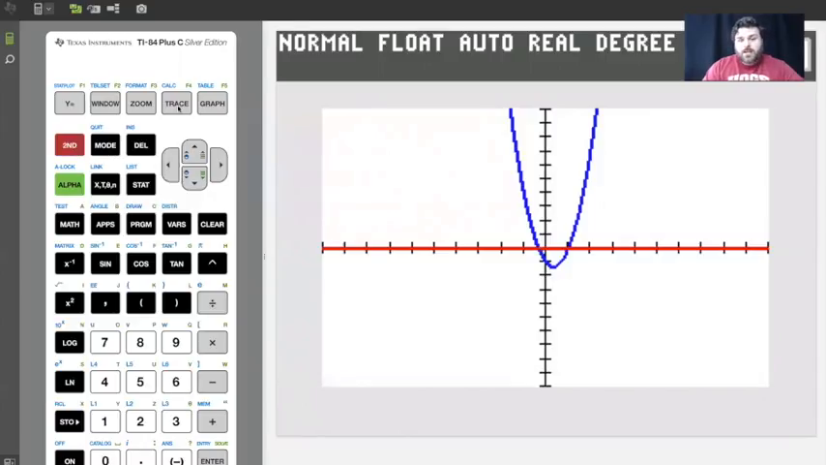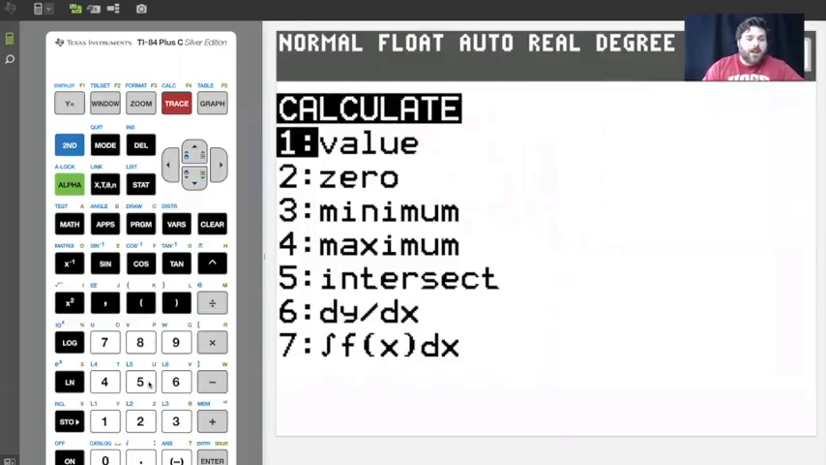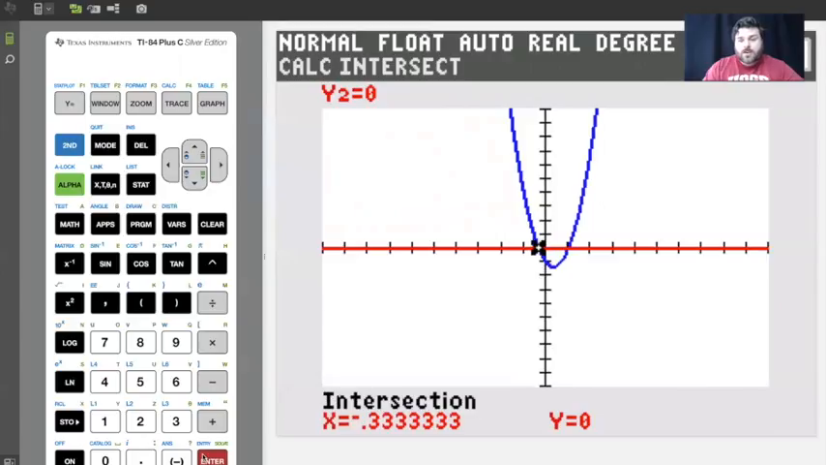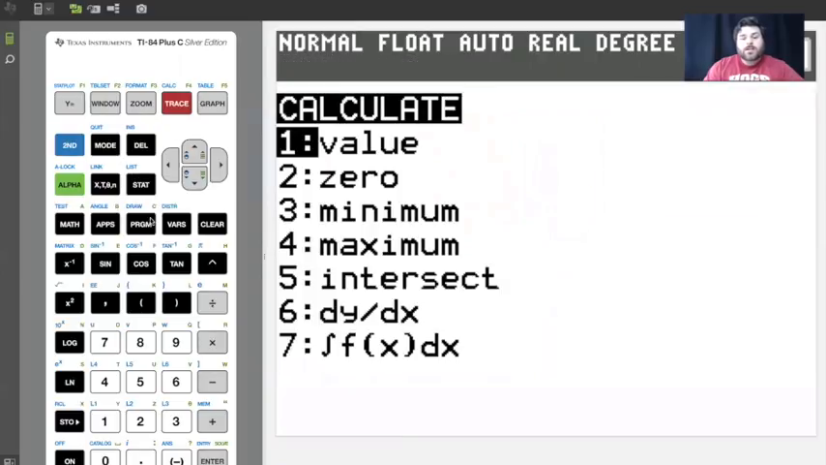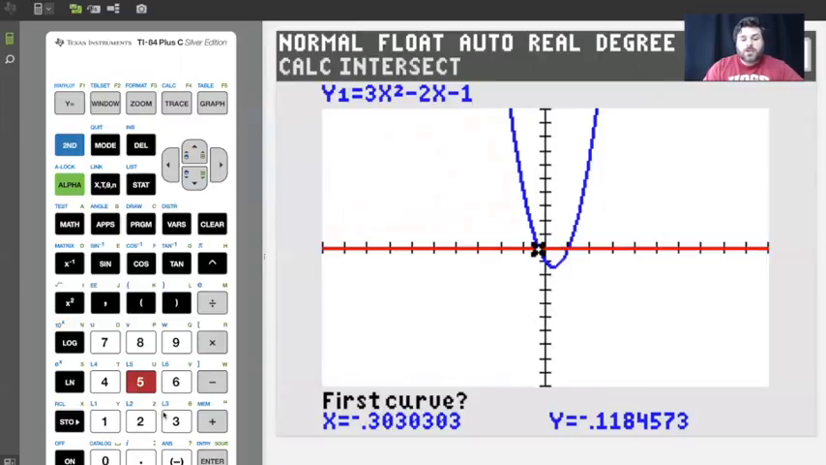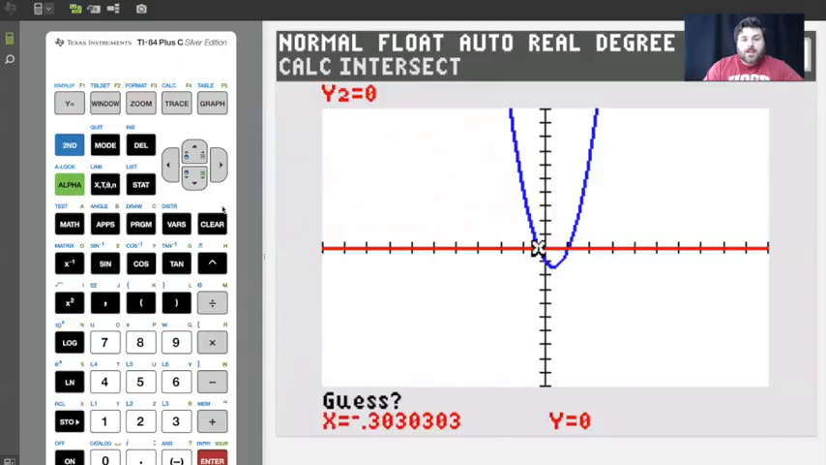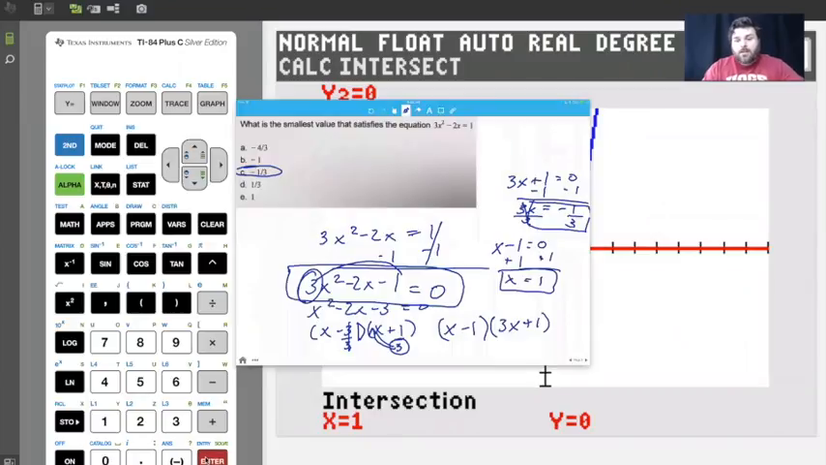So second trace, let's calculate number 5, the intersection. Enter, enter, enter. There's my -1/3. Remember, to find the other side, I'd go second trace, number 5, which is intersection. Enter, enter, and then instead of enter a third time, I've got to get my cursor over here and then hit enter, and I get 1. So remember, I did that right here. I found my 2 solutions were 1 and -1/3. I just did that with the calculator.